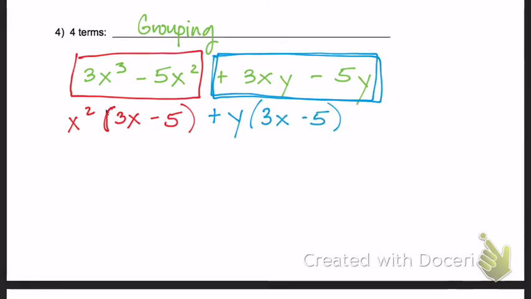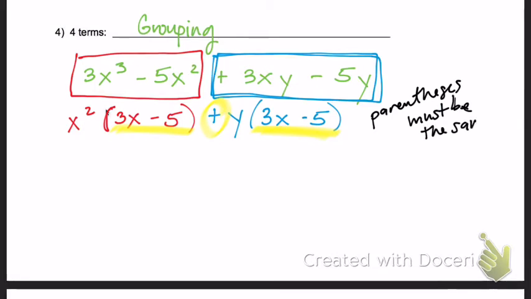Minus 5. And what do you notice about these? They're the same. Good. They have to be the same, otherwise it doesn't work. Sometimes you have to manipulate this sign right here and switch it for it to be the same, but the parentheses must be the same. So let's write that out to the side: parentheses must be the same.